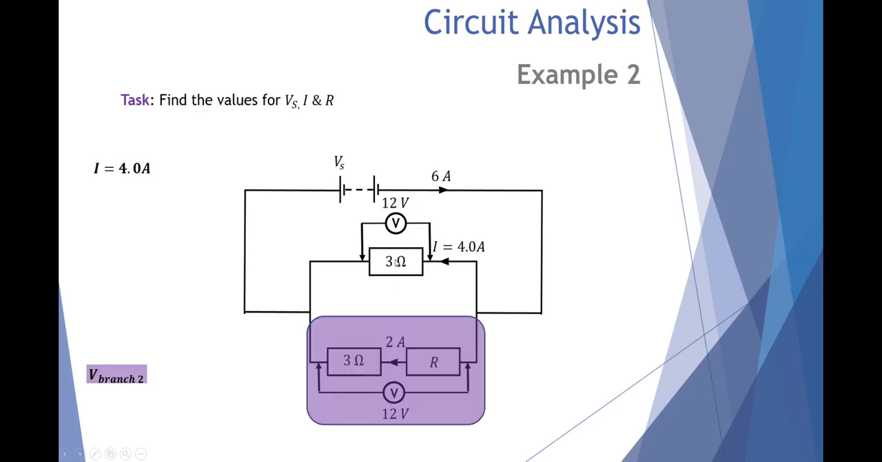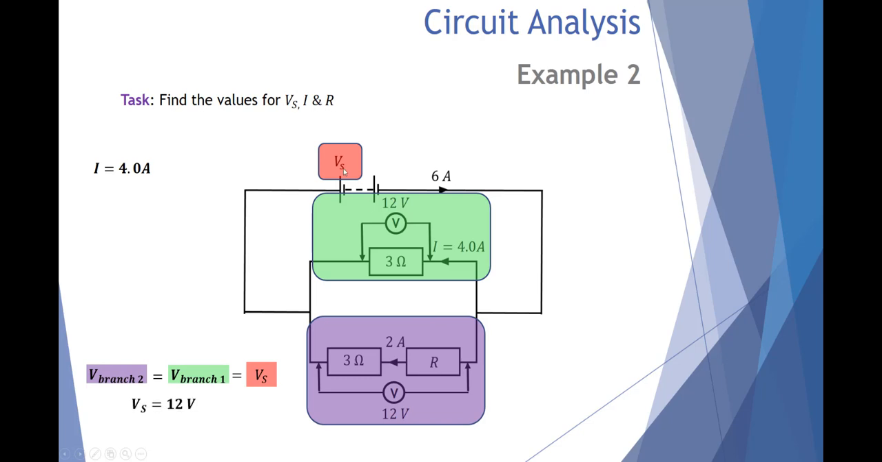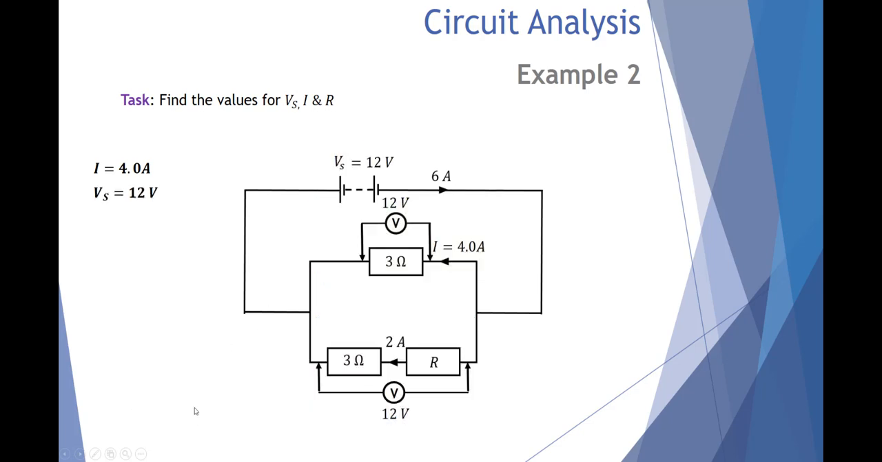There's 12 volts found across the entire branch. Not only is branch 1 equal to branch 2, but in this case, because there are no other resistors in the circuit, that will be equal to the supply voltage or the voltage of the battery. So we had 12 volts in the bottom branch, 12 volts in the top branch, without any other resistors in the circuit. That means our battery must have been delivering 12 volts as well.